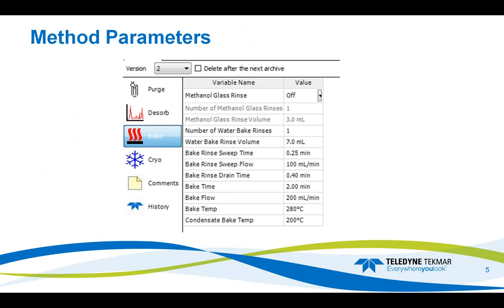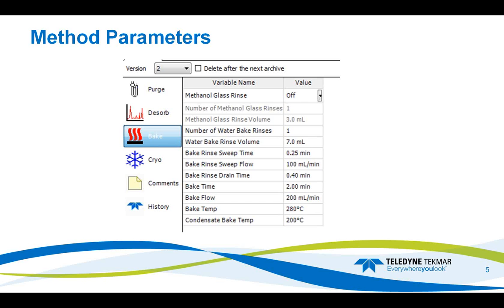Well, the parameters we're talking about here in our software for the Atomx, Aquatek 100 and Stratum would be found in the Bake tab of the method. And so we're talking about our bake rinses. So how many are we going to use? What volume of rinse water are we going to use? In the case of the Atomx, we have a methanol rinse available. So are we going to rinse with methanol? If so, how many rinses and what volume?